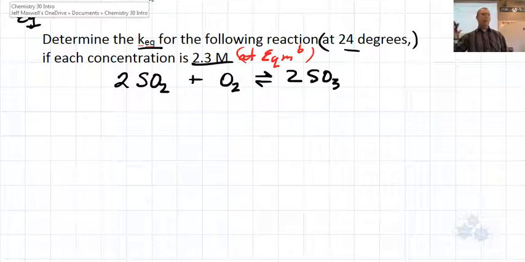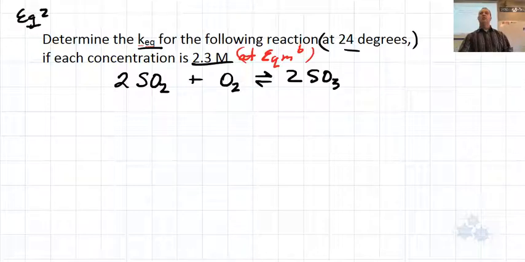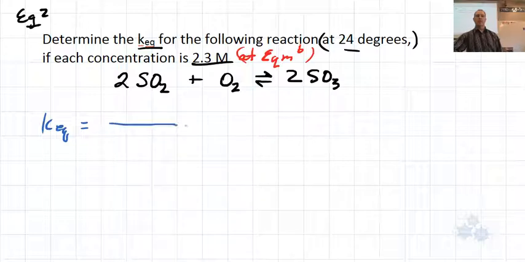All right, so what we need to do is find the KEQ expression, and then input the values appropriately and then calculate. So first of all, the KEQ expression. Let's do this in blue. The KEQ expression would look like this. Well, you tell me, what do I write here on top? What goes on the top, the numerator here?